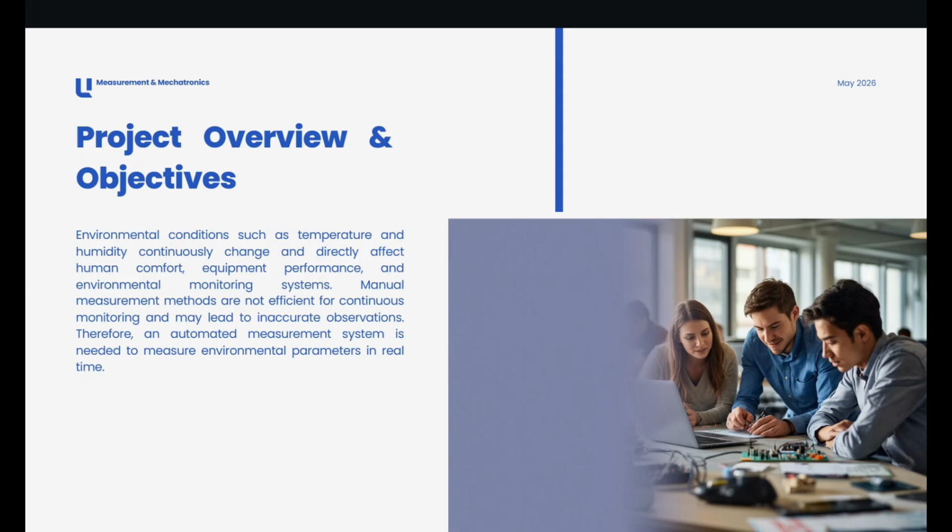Environmental conditions such as temperature and humidity continuously change and directly affect human comfort, equipment, and performance. In an environmental monitoring system, manual measurement methods are not efficient for continuous monitoring and may lead to inaccurate observation. Therefore, an automated measurement system is needed to measure environmental parameters in real time.